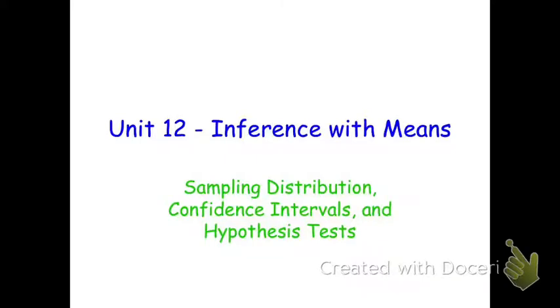So, Unit 12. Unit 12 is basically the first 2 units, or I guess all of it, that we have learned thus far has been about proportions. So, dealing with p hat, p, all of that. Now we're going to transition into talking about inference with means.